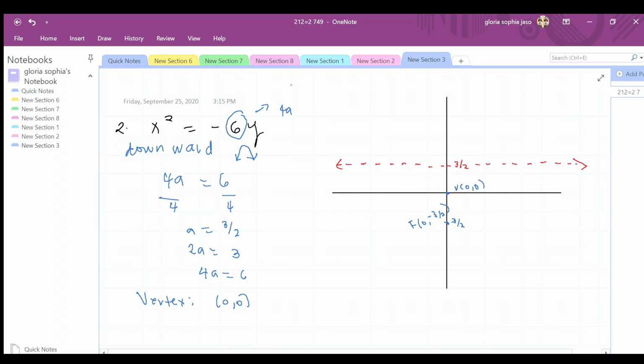Now, next is to locate the endpoints of the latus rectum. So we will move 2a from the focus, left or right. From our focus, we will move 3 units. So that's 1, 2, and 3. That's negative 3 here. And then we will also move 3 units to the right. So 1, 2, 3.